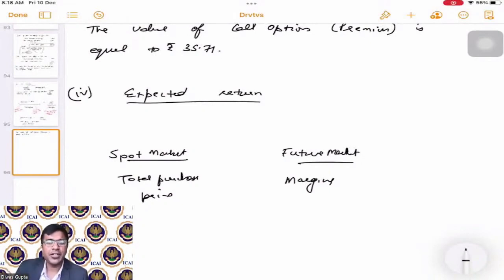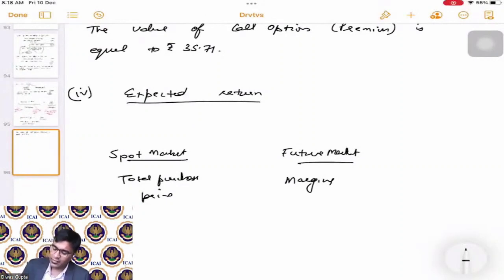What is the value of an equity share? The purchase price of the equity share. Correct. The market price of the equity share. That is the value of the equity share. What is the value of an option? At what price the options are traded in market? It's at premium. Correct. Hence, it is premium only, Namita.